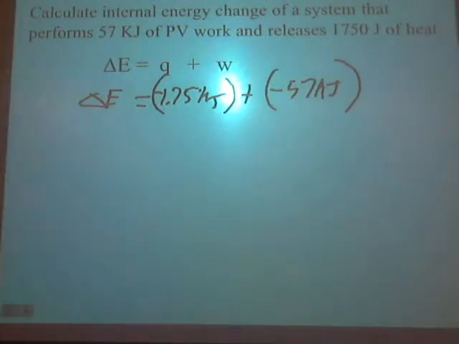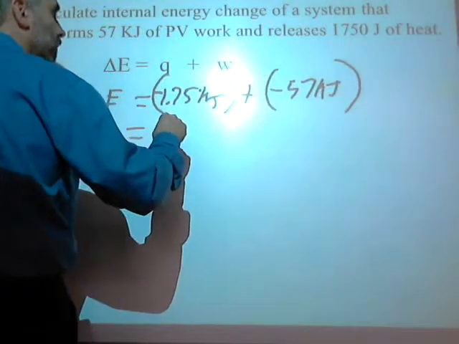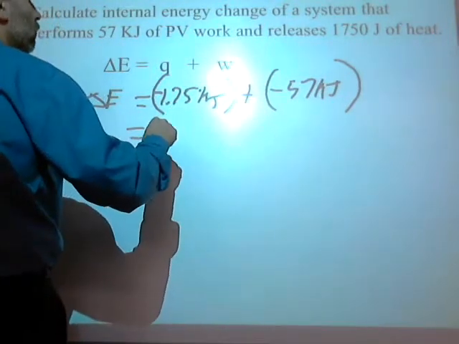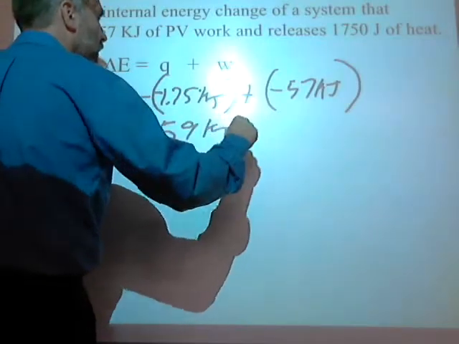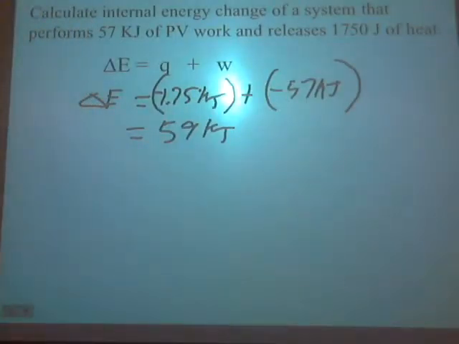So it's pretty simple. What's your final answer? Negative, well, rounded out to significant figures would be negative 59 kilojoules, correct? That's all you would be doing there. You're just adding the two guys together.